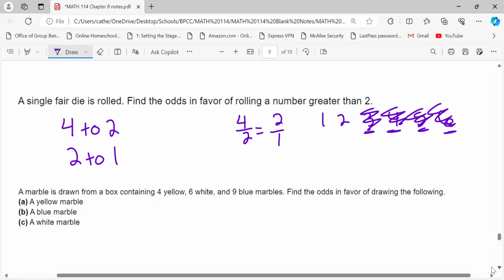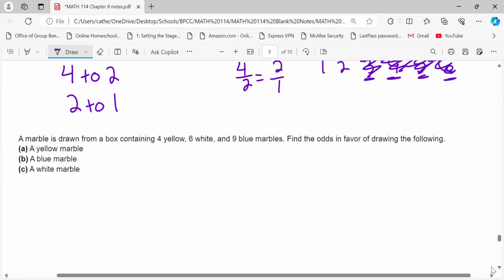A ratio of what we want to what we don't want, and reduce it if needed. All right, a marble is drawn from a box containing 4 yellow, 6 white, and 9 blue marbles. So yellow is 4, white is 6, and blue is 9.